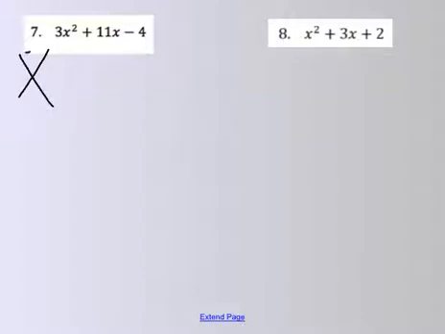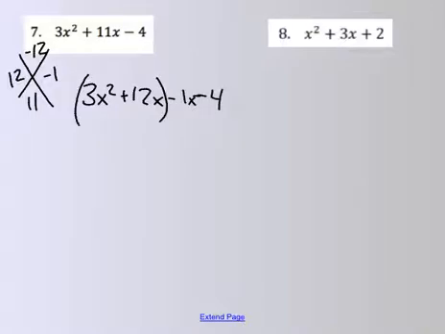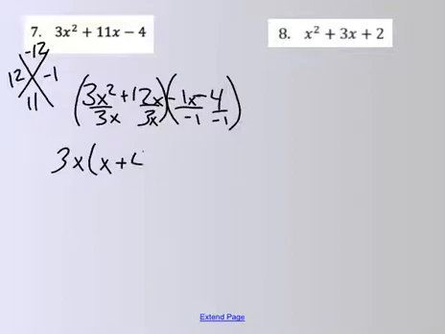I have 3 times negative 4 is negative 12. Well, I know to get negative 12 and a positive 11, it's going to be a positive 12 and a negative 1. So then I would have to come out here. I'd do 3x squared plus 12x minus 1x minus 4. Group this. I get 3x, 3x. Group this. Negative 1, negative 1. Now, GCF was 3x, x plus 4. X is canceled. 12 divided by 3 is 4.